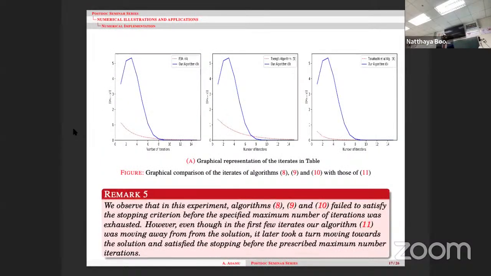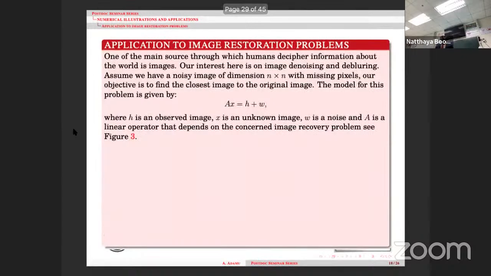So if you look at the graph, for the first few iterations, the sequence generated by our algorithm was moving away from the solution. You can see it's going up. However, it later took a turn and supersedes those of the forward-backward algorithm, Zeng's algorithm, and Takahashi's algorithm. We now give an application to image restoration.